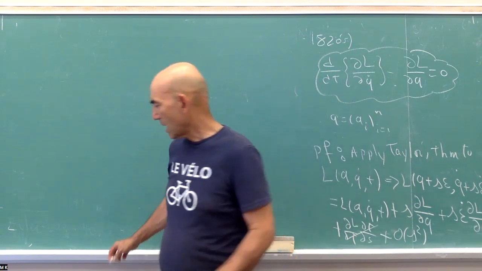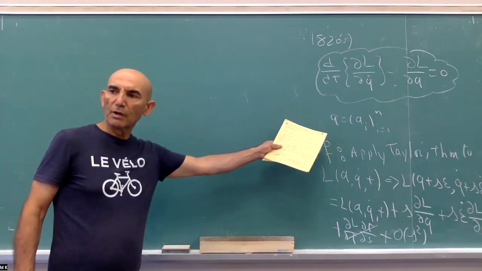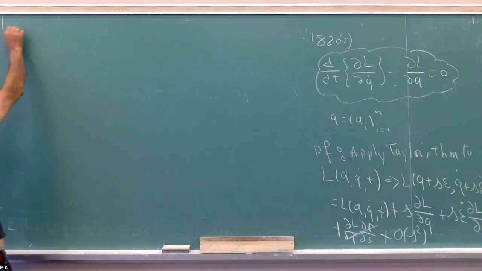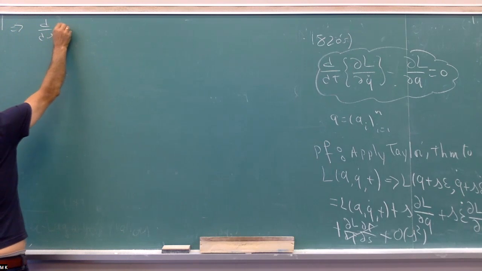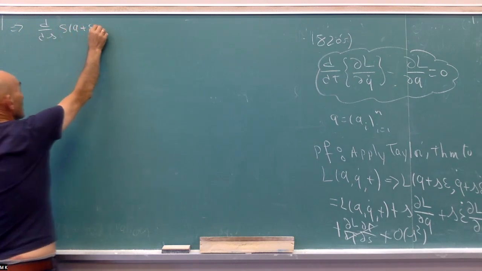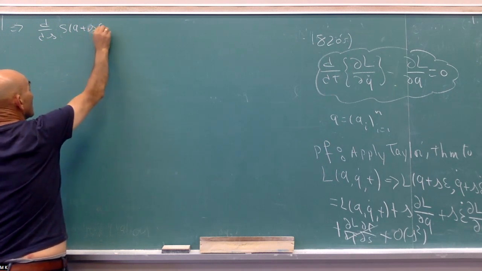So now, when we try to make sense out of that derivative, d/ds of S of (q plus s epsilon).